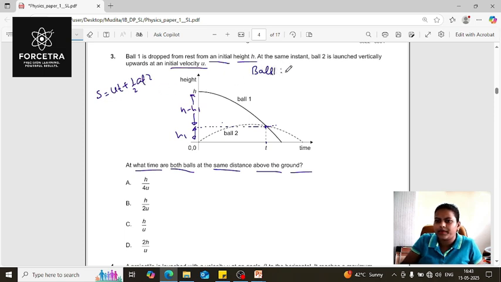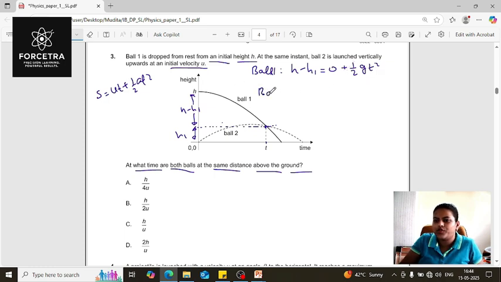In ball 1, for the vertical distance it traveled, we will apply this equation in the y direction only. So the vertical distance it covered is h minus h1, and because the initial vertical velocity is 0, it is 0 plus half gt square. Velocity and acceleration due to gravity are in the same direction, that's why it is positive.